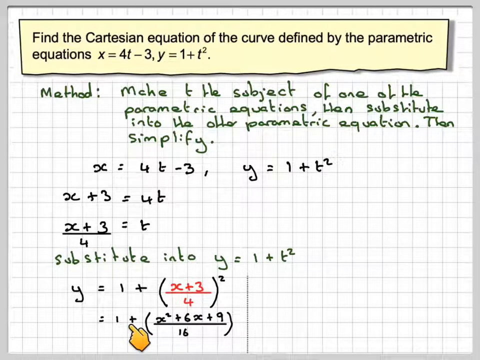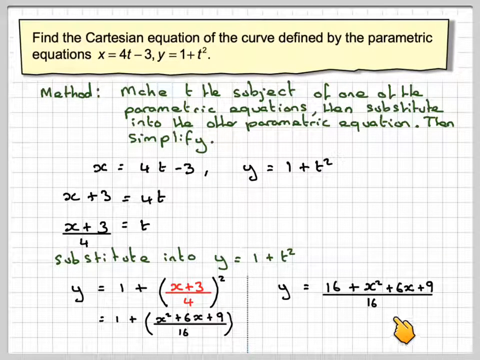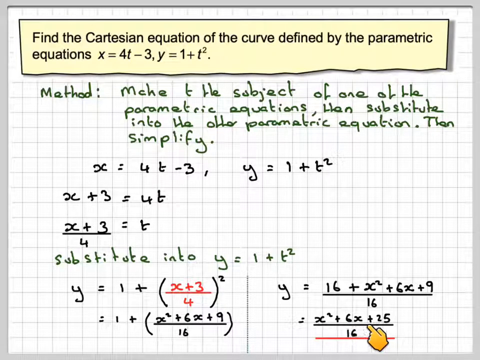Now making a common denominator, we're going to get that y is (16 plus x squared plus 6x plus 9) over 16. 9 plus 16 is 25, so we're going to get y is equal to (x squared plus 6x plus 25) over 16. So these parametric equations represent a quadratic.